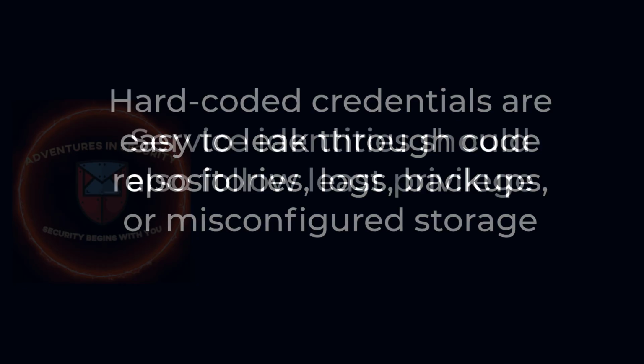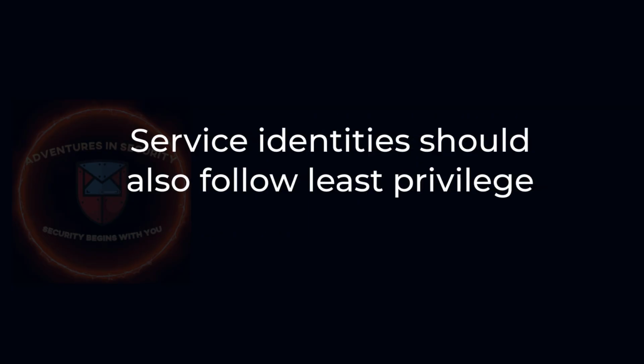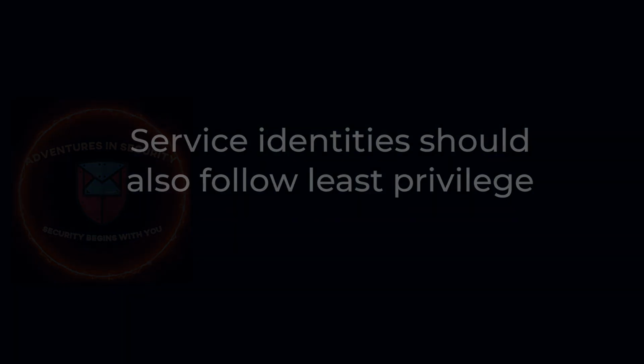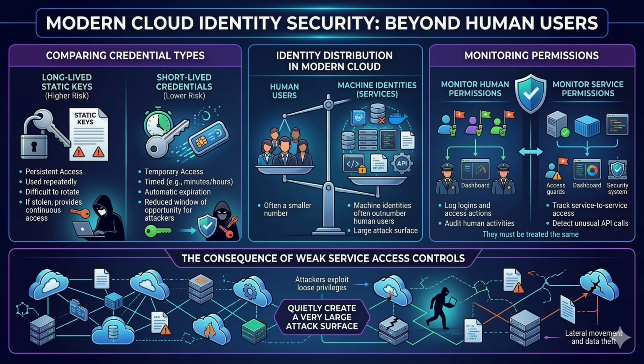That matters because hard-coded credentials are easy to leak through code repositories, logs, backups, or misconfigured storage. Service identities should also follow least privilege, meaning each workload receives only the exact permissions needed for the resources it uses. Short-lived credentials are better than long-lived static keys, and service permissions should be monitored just like human permissions. In a modern cloud, machine identities often outnumber human users, so weak service access controls can quietly create a very large attack surface.